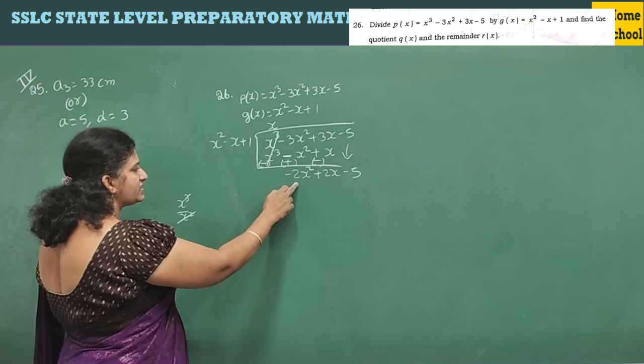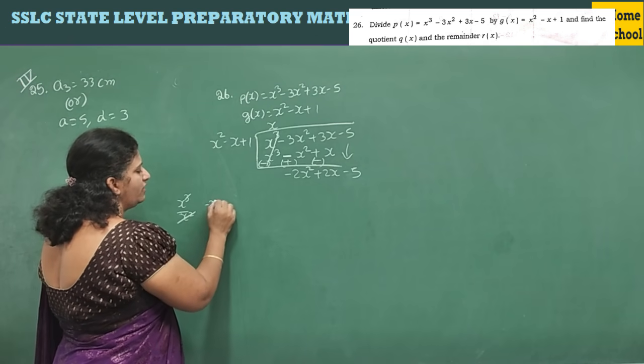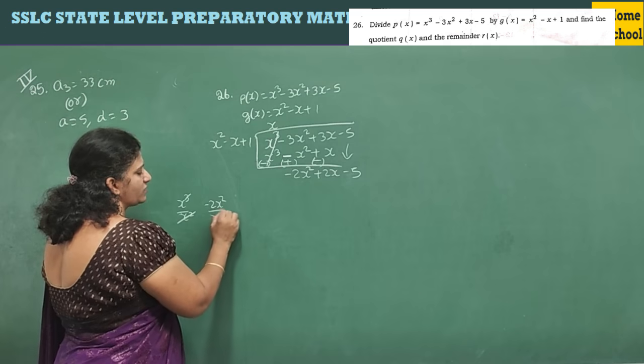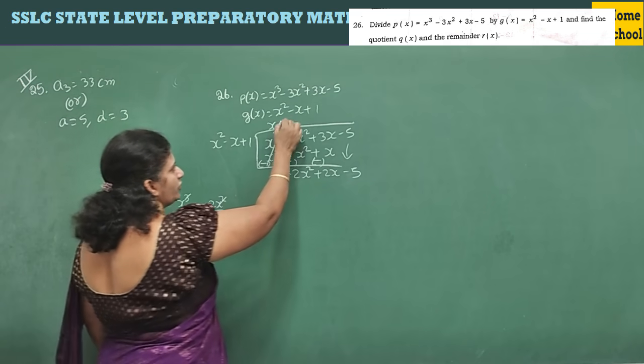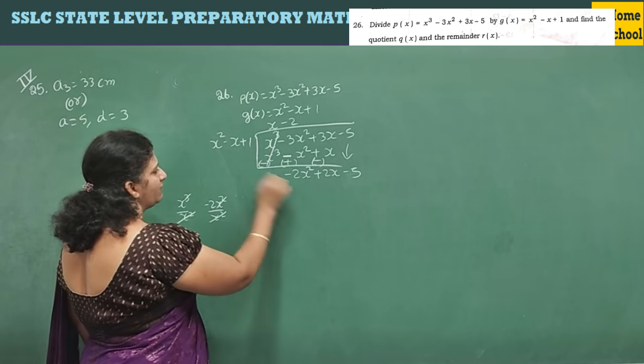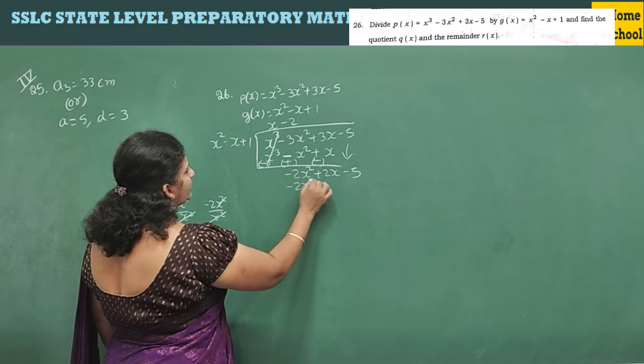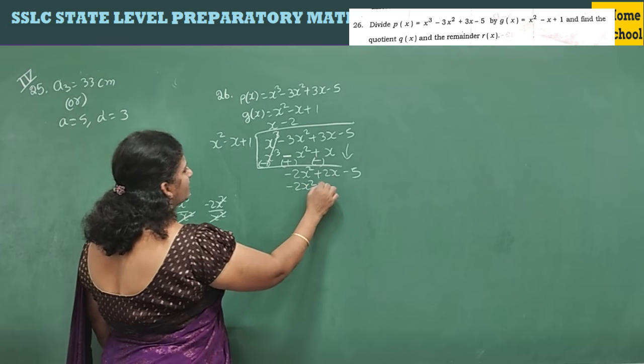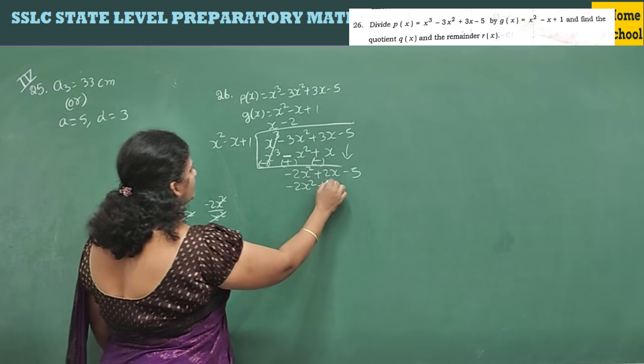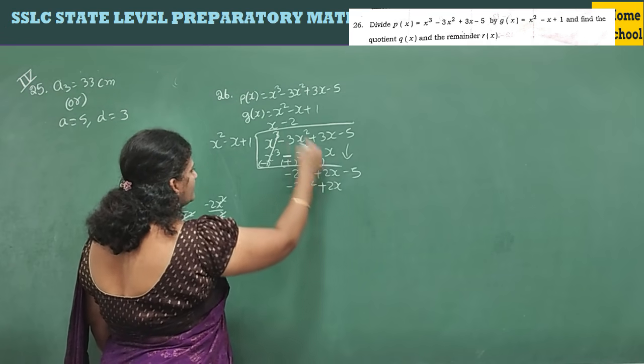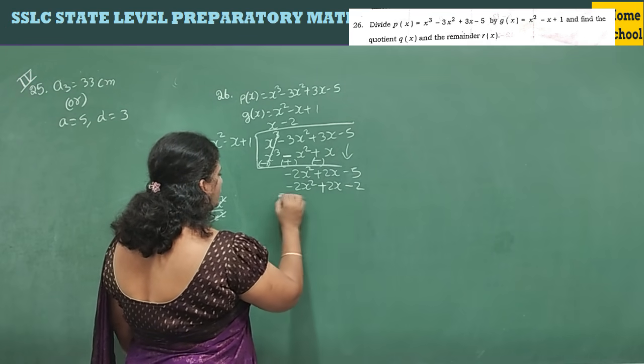And now this first term and this first term divide, children. Minus 2x square by x square, it will be minus 2. Right here. Minus 2 again multiply. Minus 2x square. Minus into minus plus. X into 2, it will be 2x. Plus into minus. Minus 2 ones are 2.